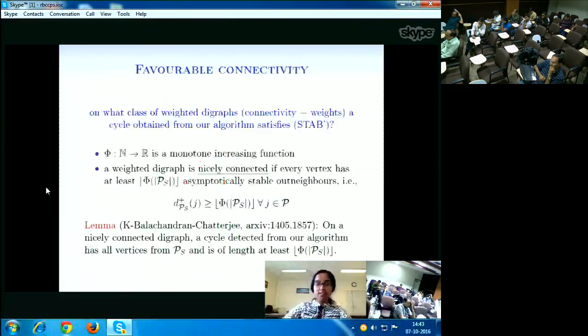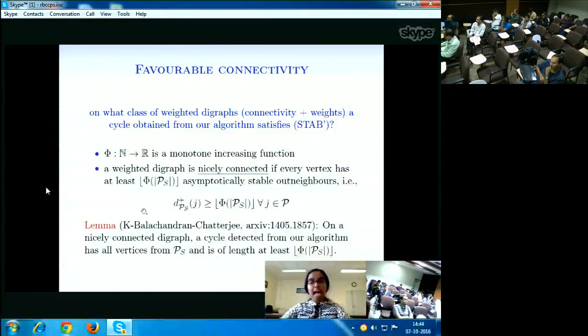So the question was, on what class of weighted digraphs, which we will characterize in terms of connectivity and weights, does a cycle obtained from our algorithm satisfy the condition that we are interested in? So first we will talk about favorable connectivity. Now consider function phi to be of monotone increasing nature, for example, the square root function. An exact definition of phi will not be required for our results. However, I want you to keep in mind this monotone increasing nature, because this will play a role in our main result.